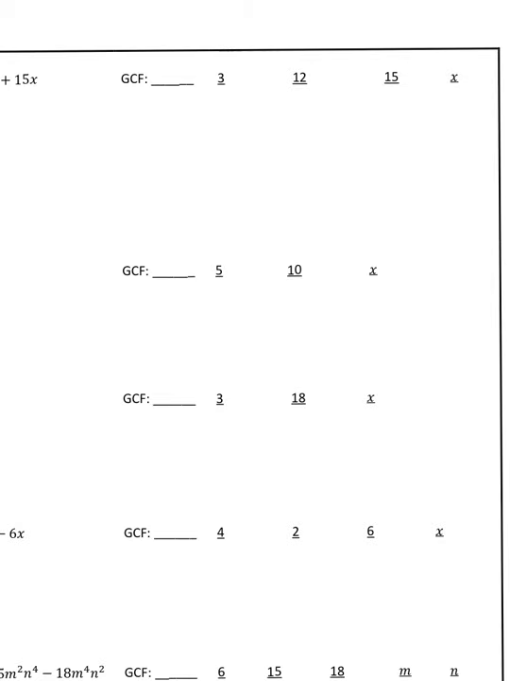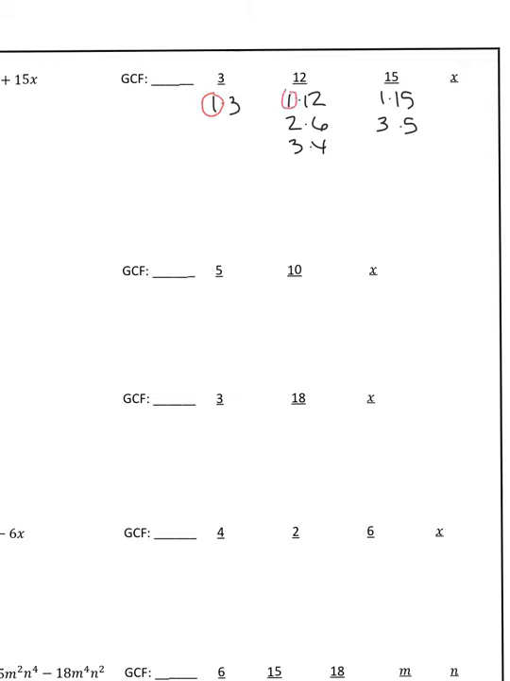So we have 3, 12, and 15 as the coefficients of our polynomial. The factors of 3 are 1 times 3. Factors of 12 are 1 times 12, 2 times 6, and 3 times 4. And factors of 15 are 1 and 15. 2 does not go in. 3 and 5. 4 does not go in, and that's it. So there are our factors. If we're looking for the GCF, we're looking for the biggest.